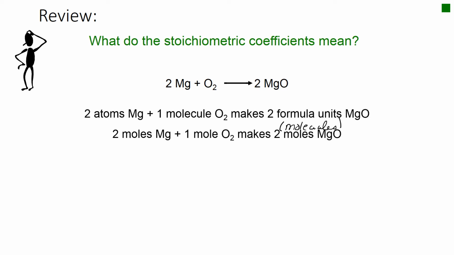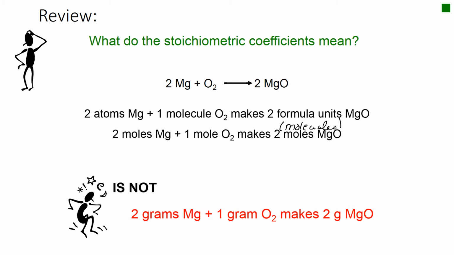One thing to keep in mind, though, is you may not just switch atoms or moles directly to grams by saying 2 grams of Mg plus 1 gram of O2 makes 2 grams of MgO. That's not okay. That's not how it works. The subscripts mean that's part of the formula of the compound. For example, we know that O2 is a diatomic, and it's always going to be O2. So we don't change that.